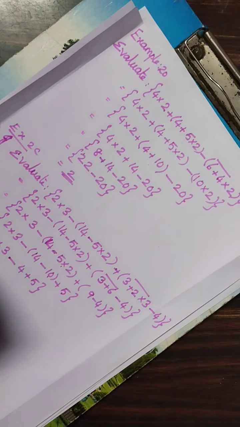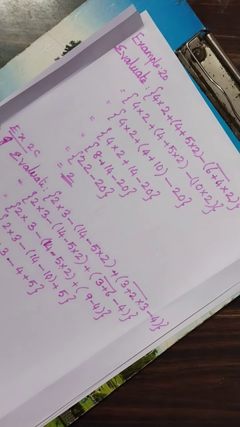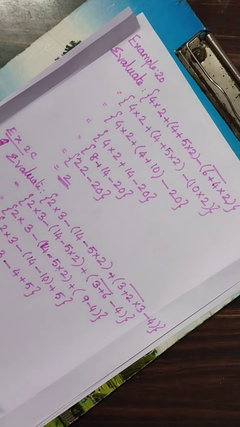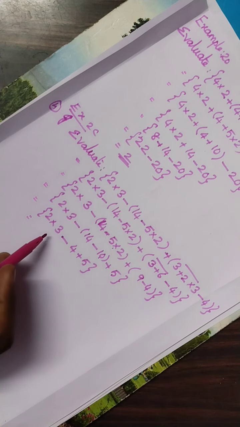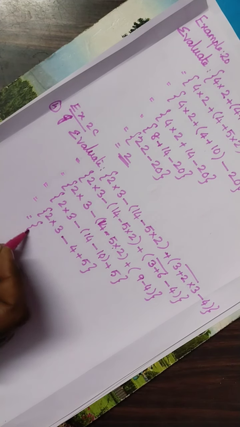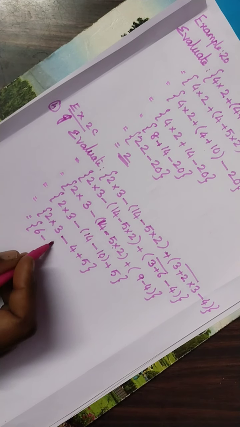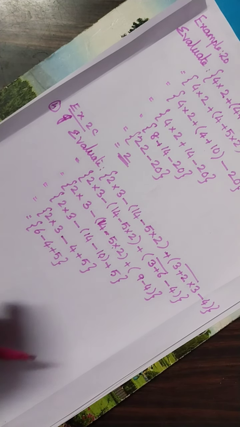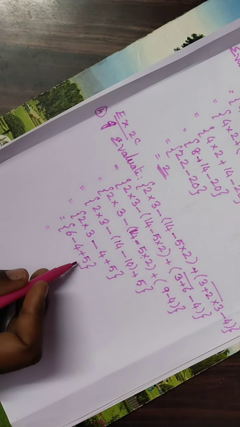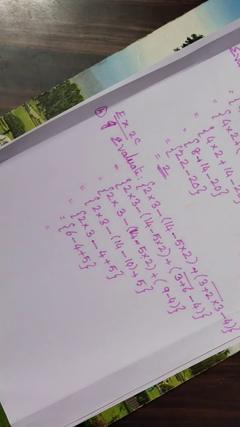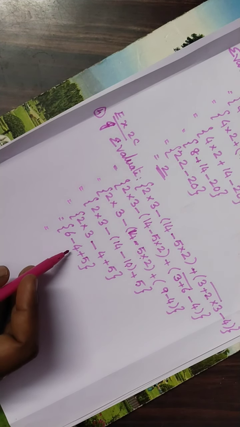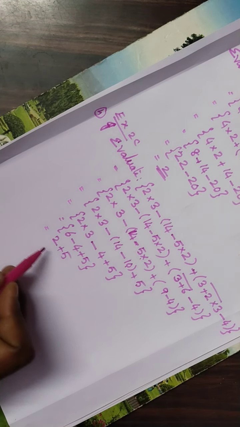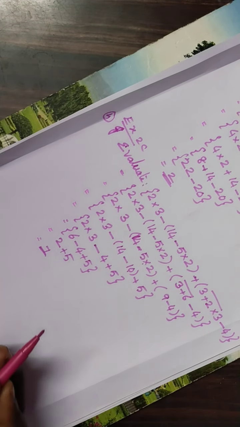Then here only the last curly bracket remains. Here there is multiplication, another one is subtraction, another one is addition. So first we do the multiplication: 2 into 3, 2 threes are 6, minus 4 plus 5. Then next here are subtraction and addition, so move left to right. First here is the subtraction operator, so you subtract: 6 minus 4 is equal to 2, plus 5. 2 plus 5 is equal to the answer 7.